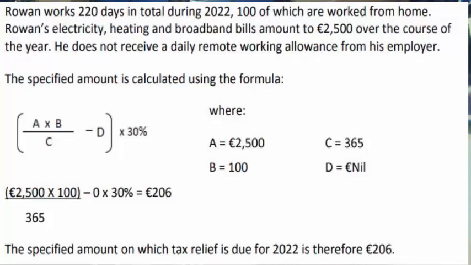Example 7. Rowan works 220 days in total during 2022, 100 of which are work from home. Rowan's electricity, heating and broadband bills amount to €2,500 over the course of the year. He does not receive a daily remote working allowance from his employer. The specified amount is calculated using the formula A multiplied by B divided by C minus D, multiplied by 30%, where A is equal to 2,500, B is equal to 100, C is equal to 365, and D is equal to 0. So we have 2,500 multiplied by 100 divided by 365 minus 0, multiplied by 30%, is equal to €206. The specified amount on which tax relief is due for 2022 is therefore €206.